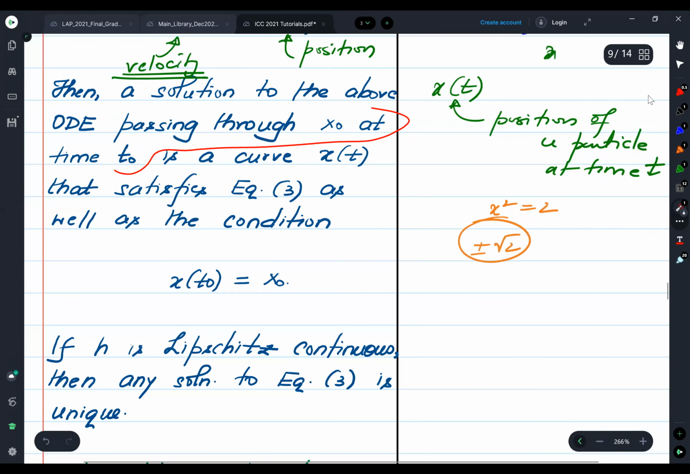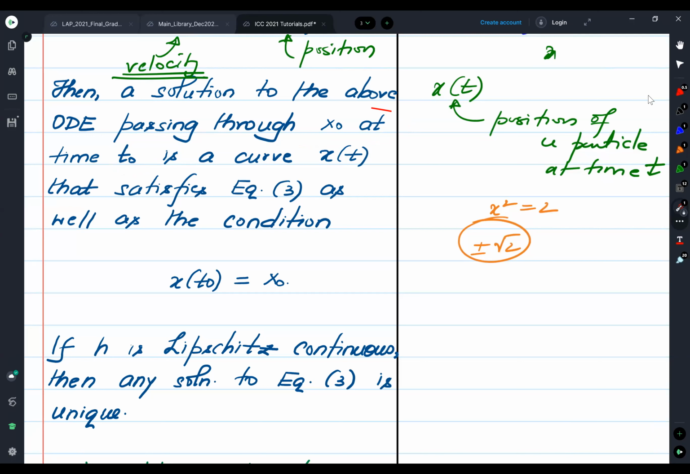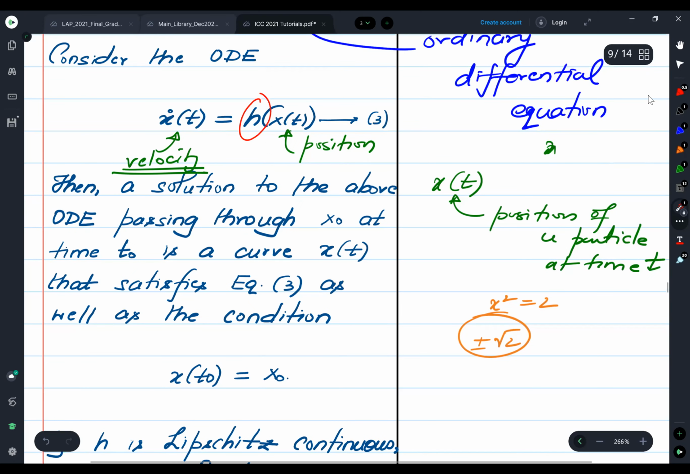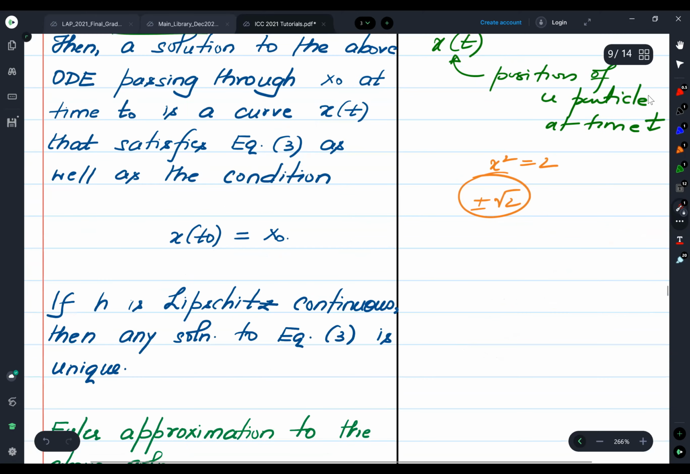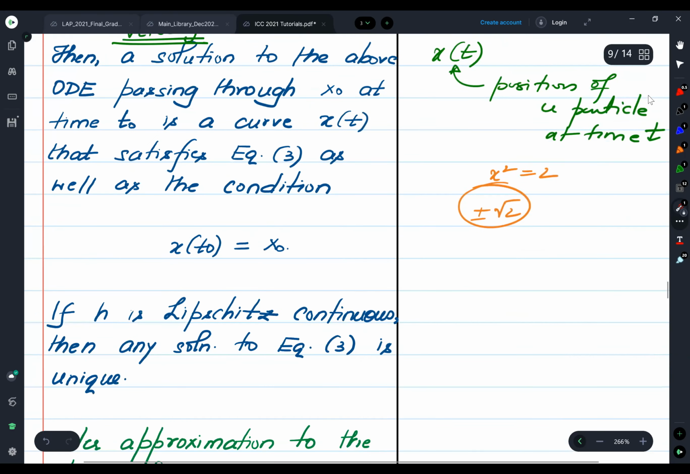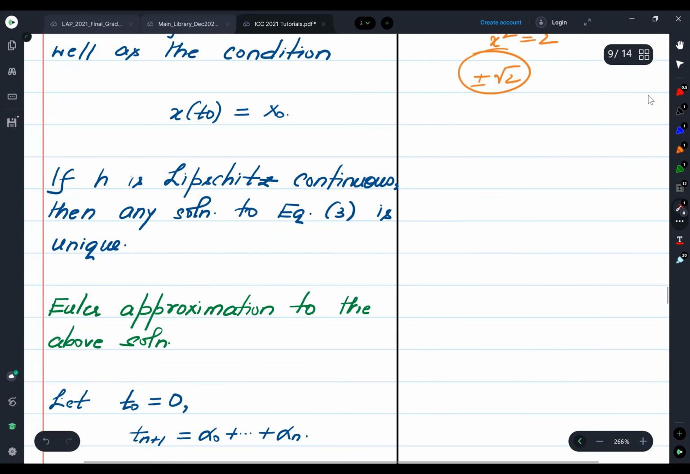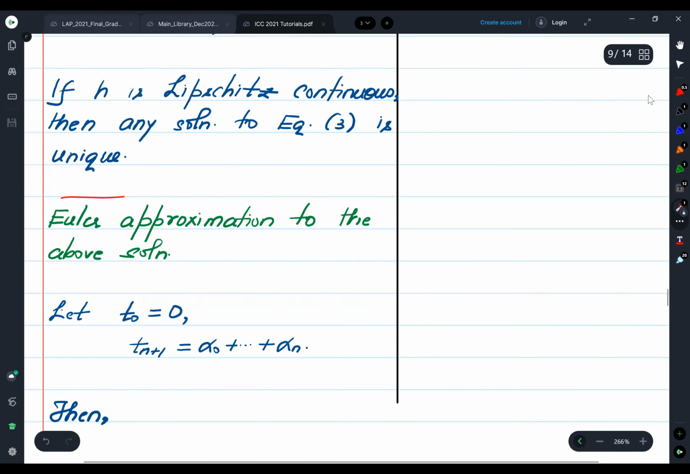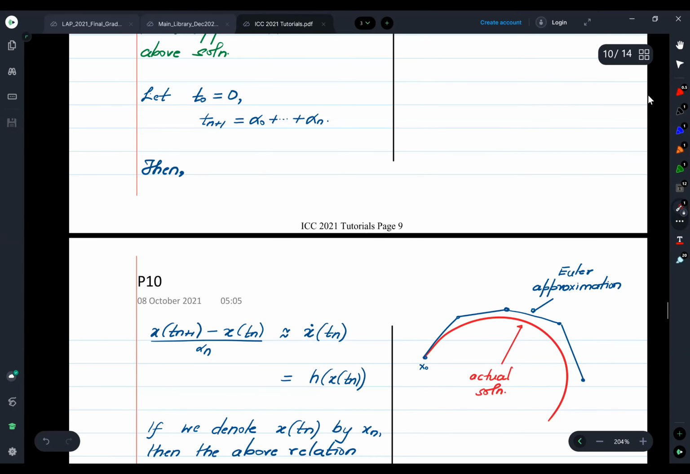Now, this is something from the ODE theory. It is known that if this function h that you have is Lipschitz continuous, then one can show that any initial value problem has a unique solution. Now, if you have someone who has maybe read a bit about numerical approximation techniques for finding solutions to the ODE, you must have heard something called the Euler approximation. So what is the Euler approximation? Well, pictorially, it is what is shown over here.